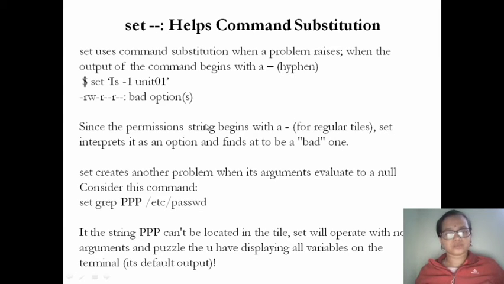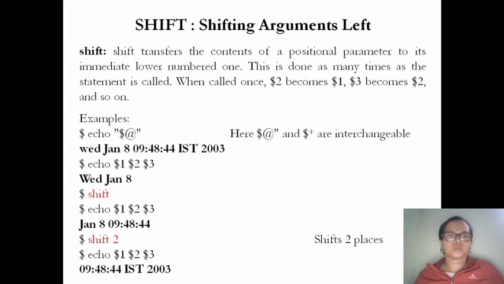This hyphen is usually used to identify whether it is a regular file or a directory file. Shift is one more thing, which transfers the contents of a positional parameter to its immediate lower numbered one. This is done as many times as the statement is called. So whenever shift is called once, whatever the value of $2 is will become $1, $3 will become $2, and so on. This is what exactly happens. We will see it with an example.